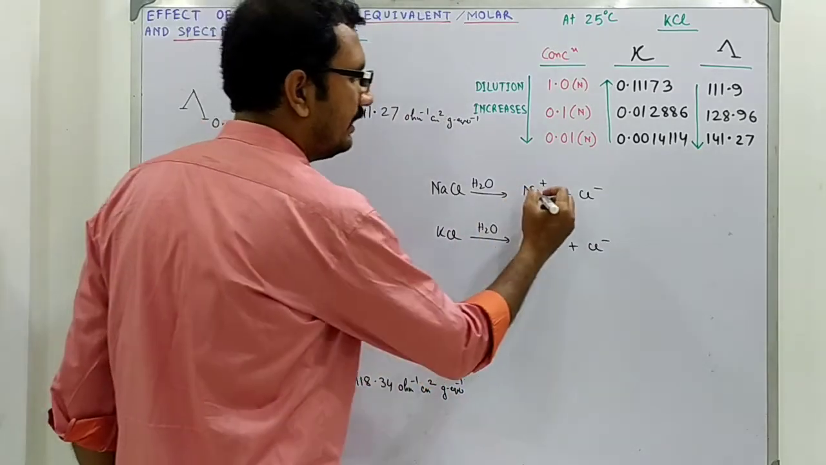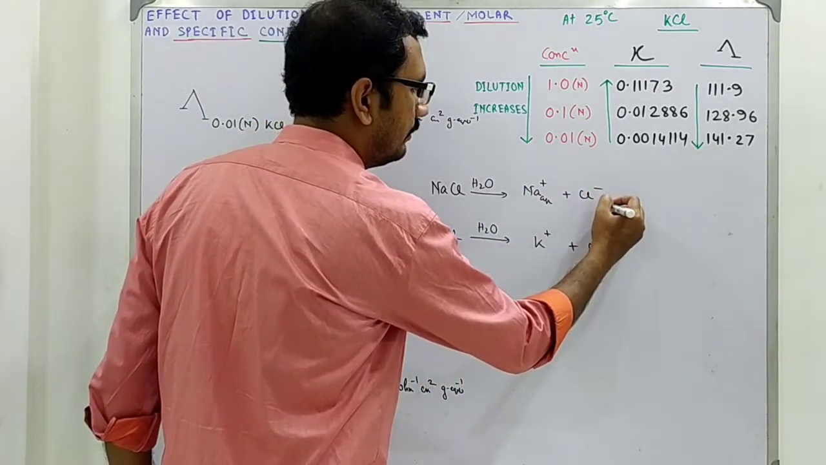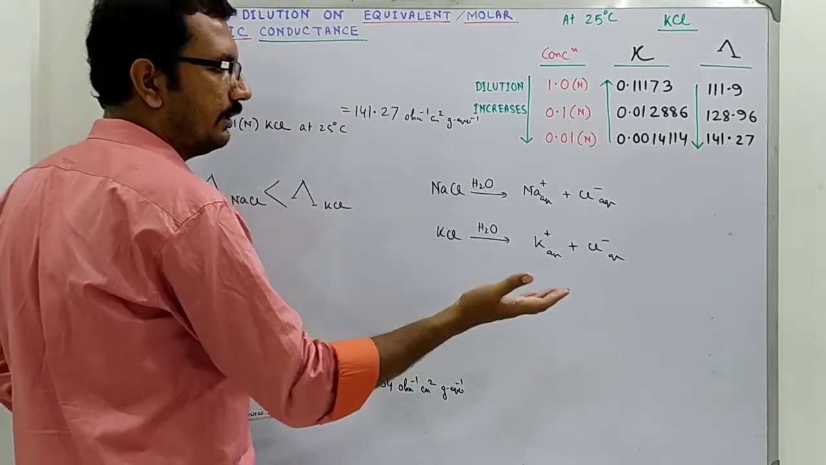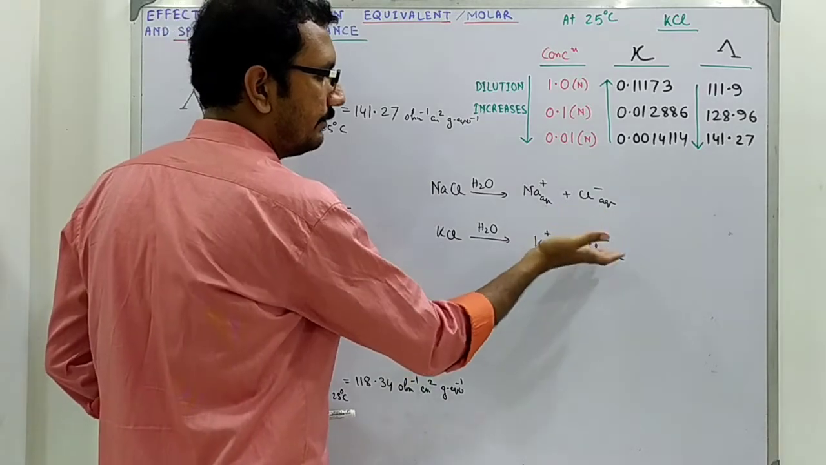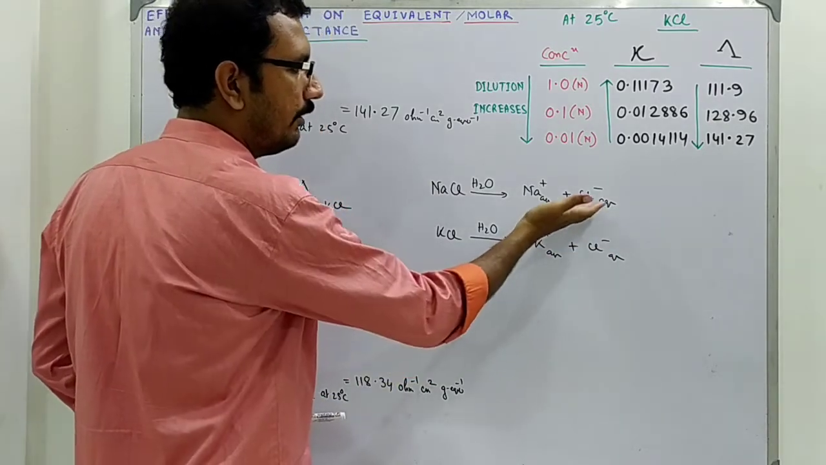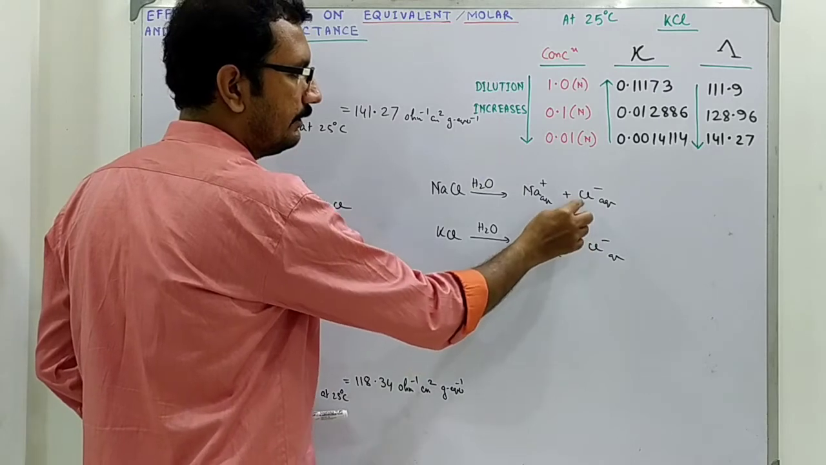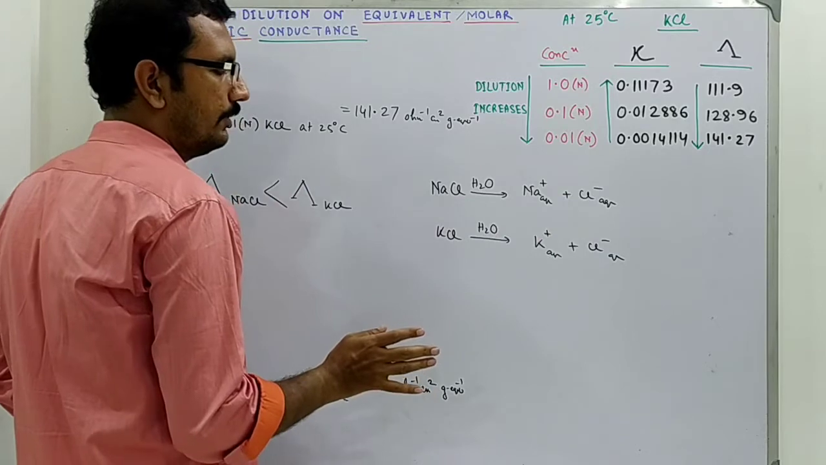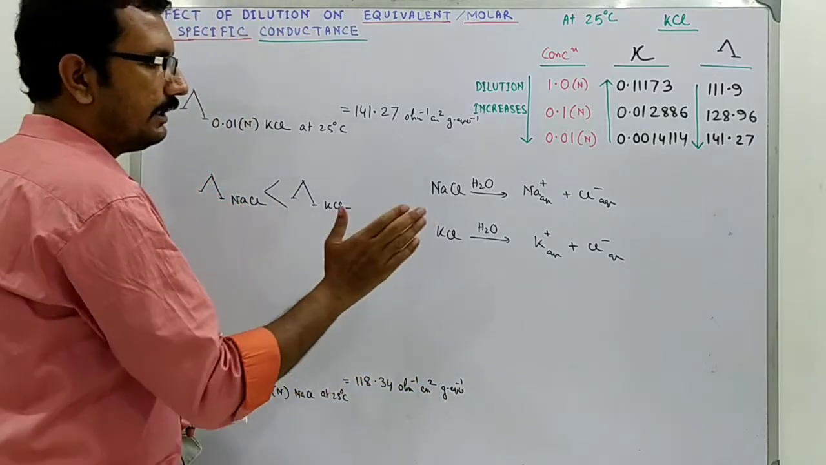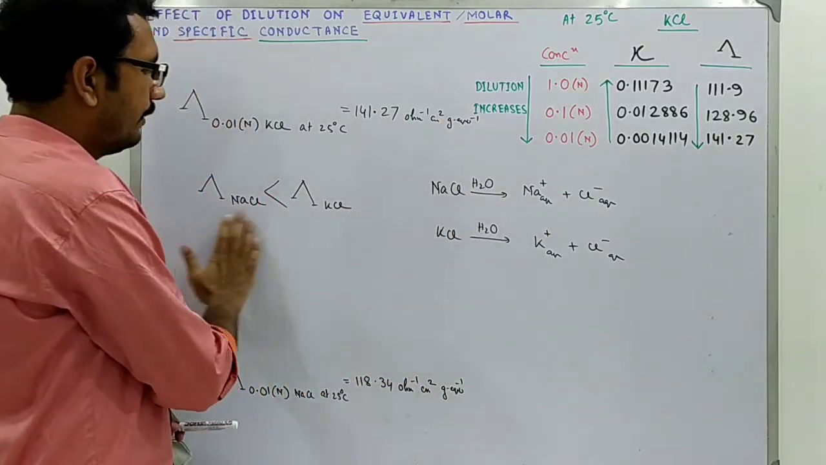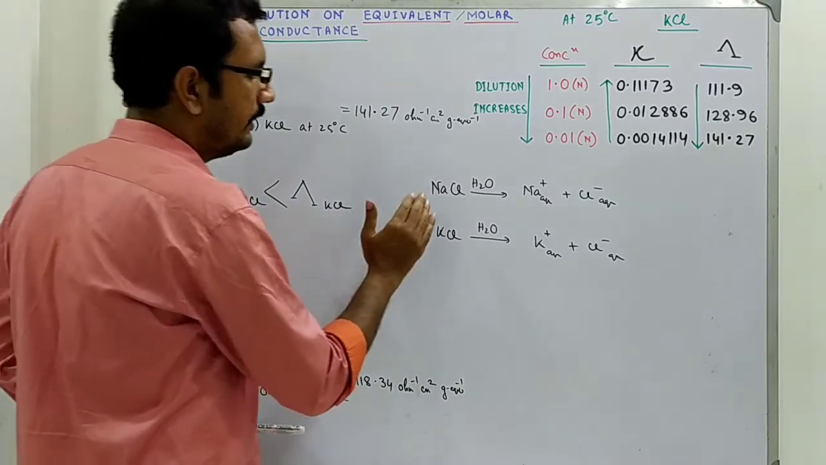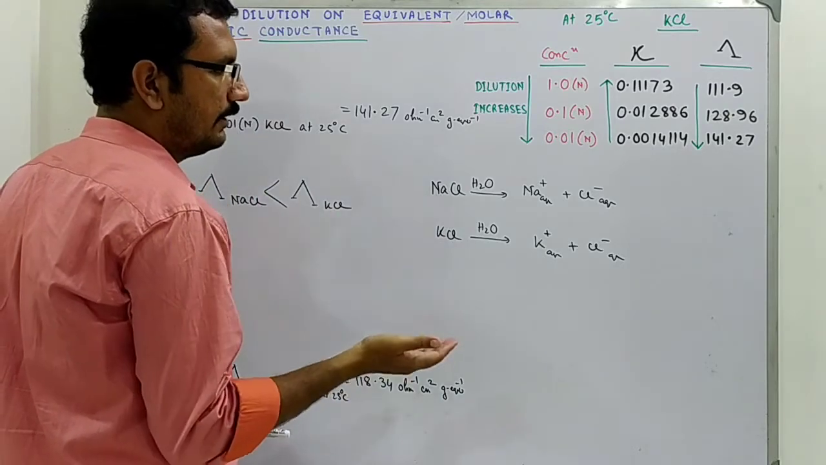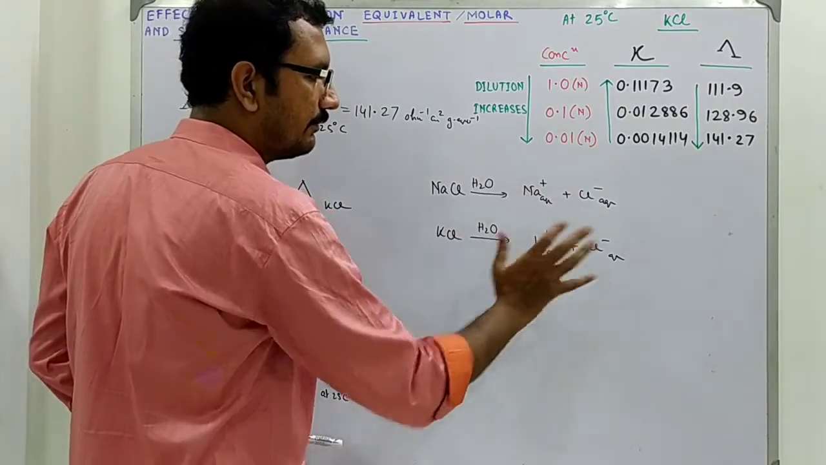Now, in water they will remain hydrated. This is aqua, aqua, aqua, aqua. Now, again, I have already told you that we will not take these anions into consideration because these two are common. So, only the cations will be responsible for this order. Which salt will have a greater value for conductance will be guided by the cations only and not the anions here.